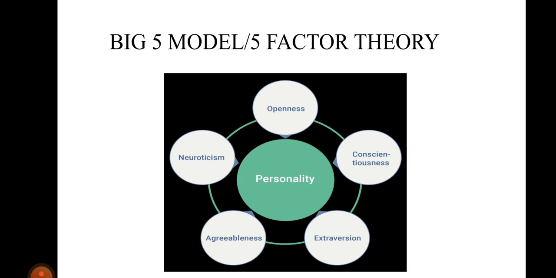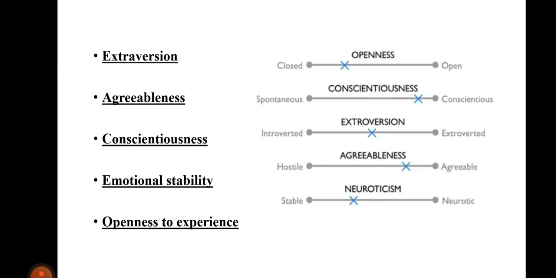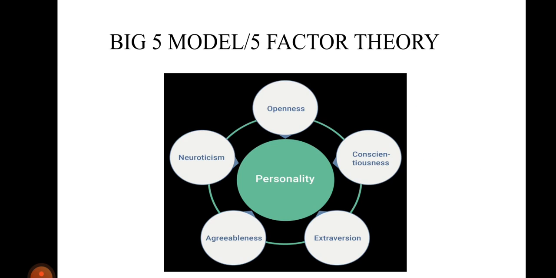It is also called the OCEAN model, taking the acronym of each trait. O for openness to experience, C for conscientiousness, E for extraversion, A for agreeableness, and N for neuroticism. So that's about the Big Five model.